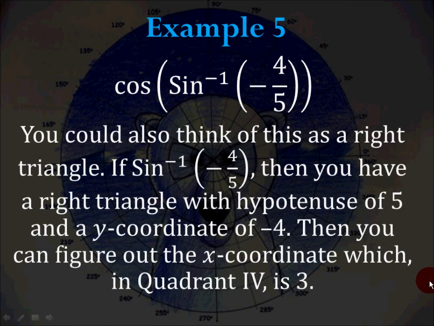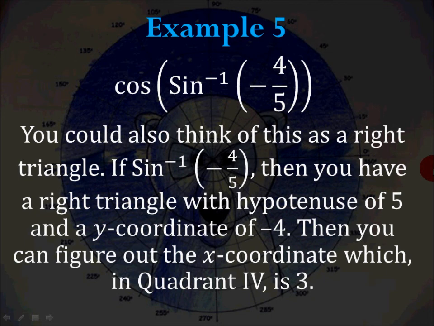You could also think of this as a right triangle. If the inverse sine is negative 4/5, you have a right triangle with a hypotenuse in the fourth quadrant of length 5 and a y-coordinate of negative 4. From there, you can calculate the x-coordinate, which is 3. So then you can see what the cosine of that angle is that makes that right triangle in the fourth quadrant.